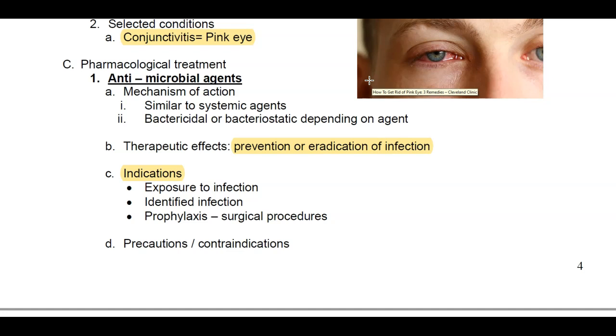Do you guys remember the term we use when we're talking about preventative treatment? Preventative means prophylaxis. Anyway, I was just testing you guys. So therapeutic effects include prevention or treatment of infection. Indications are possible exposure to infection, or the patient already has an identified infection. And again, prophylaxis: let's say a patient is going to undergo some sort of surgical procedure of the eye, then we may give this prophylactically.